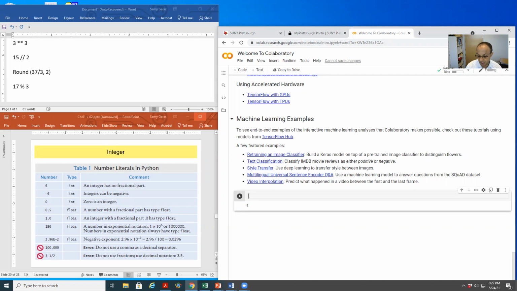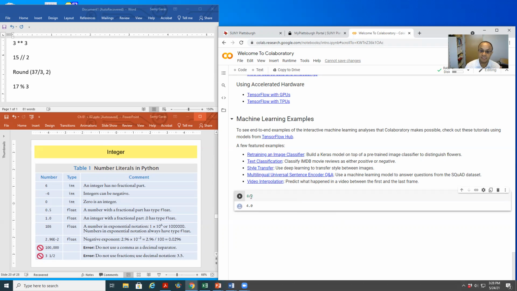For the subtraction, 9 minus 1, and the answer is 8. Multiplication, 3 times 4, 12. And finally, 8 over 2 equals 4. So here we can use simple mathematical calculation in Python without writing any function.